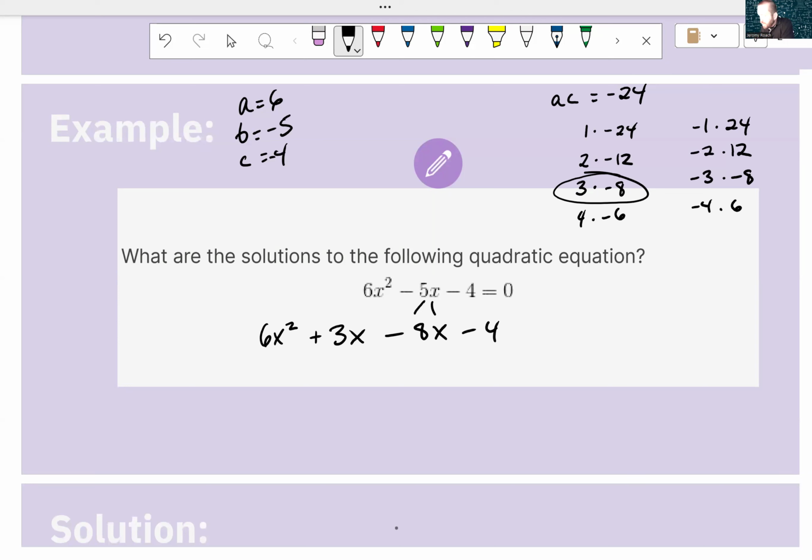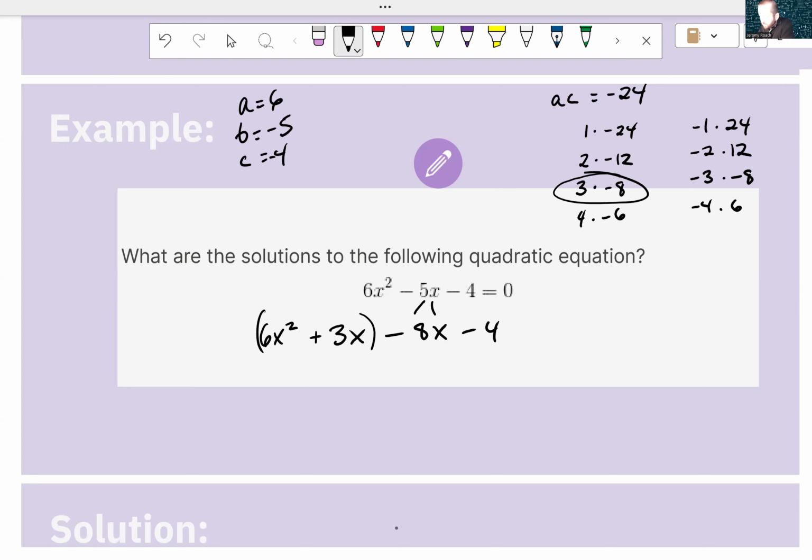And I wrote it like that because I wanted to put the 6 and the 3 together, because we can have a common factor with 6 and 3. I also wanted to put the 8 and the 4 together because they share a common factor of 4. Now we can split this in the middle. And this is called factoring by grouping.